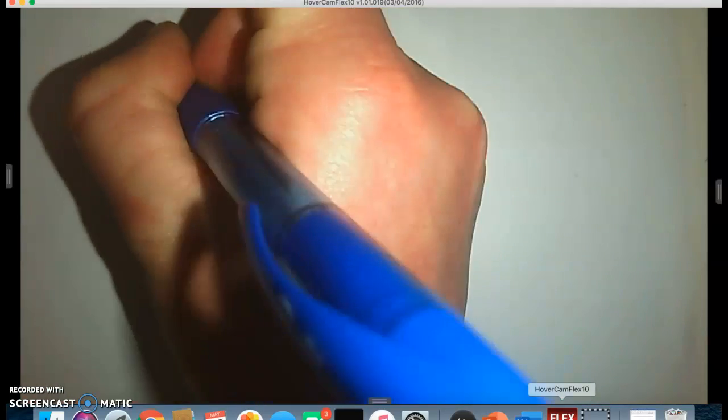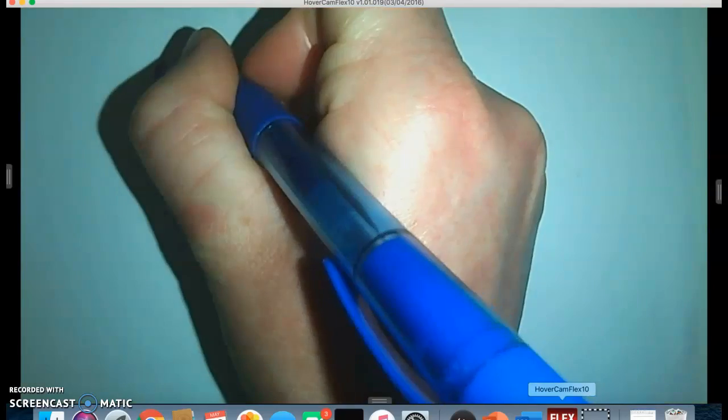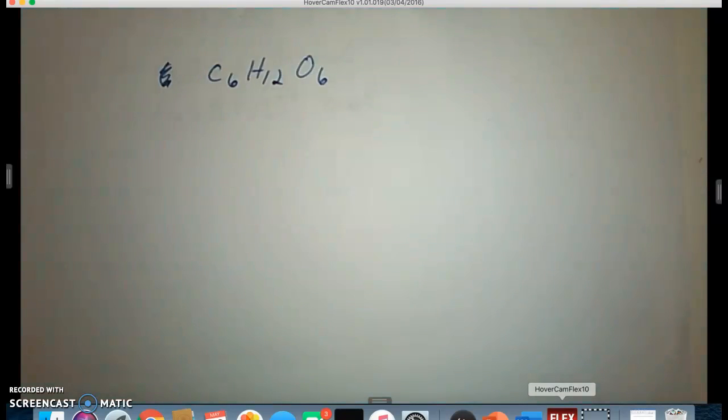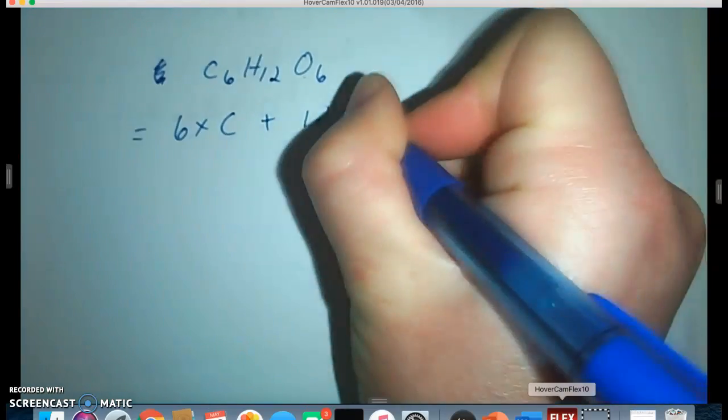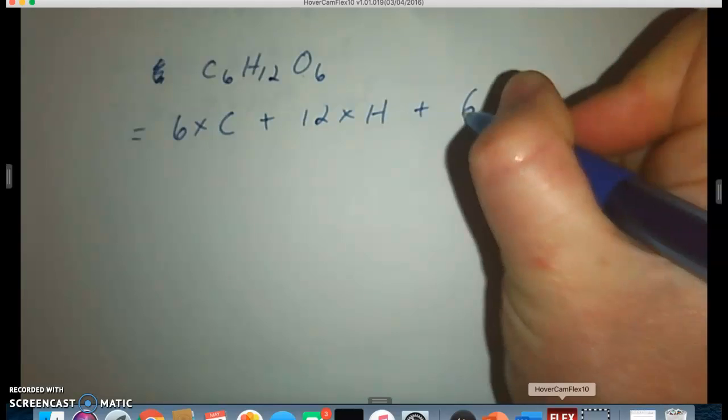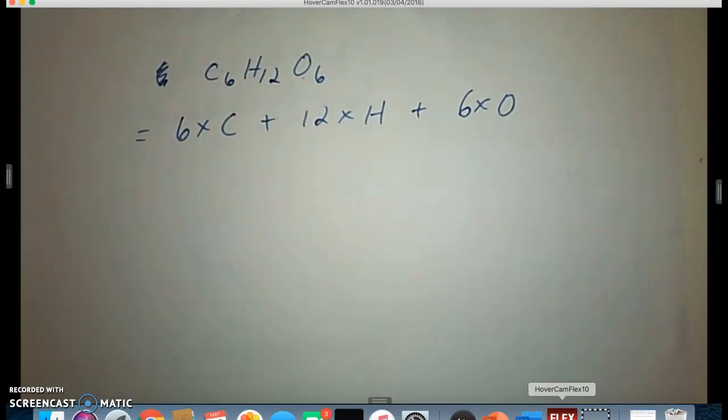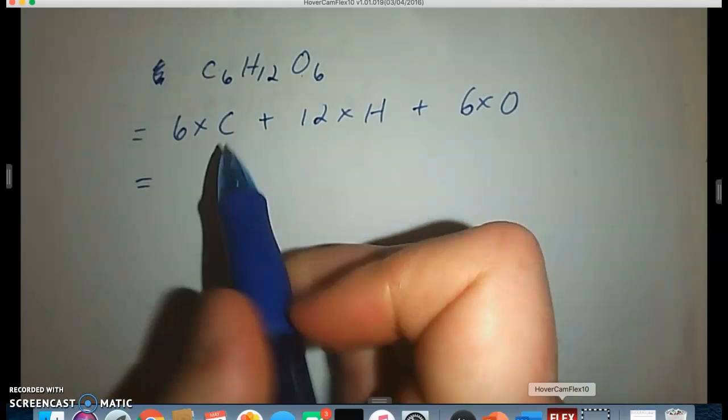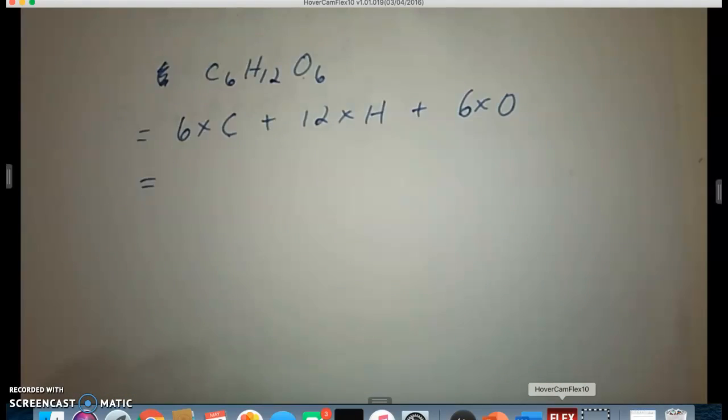So I'm going to show you just an example of how, if you were writing this out by hand, you would calculate the molar mass. I'm going to use that same example that is given on the sheet. So the molar mass of C6H12O6, which is sugar. Okay, so the first thing we do is we break this formula up into the individual elements. So that's 6 carbons plus 12 hydrogens plus 6 oxygens. Okay, and then I need the molar masses of each of those individual elements.